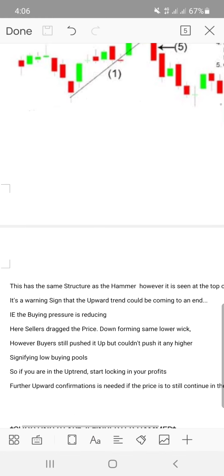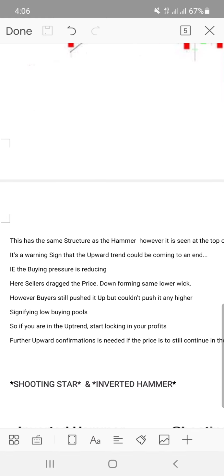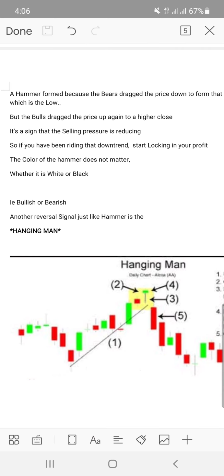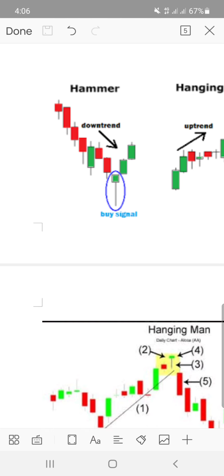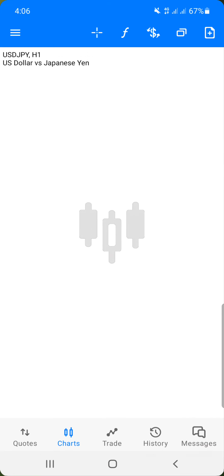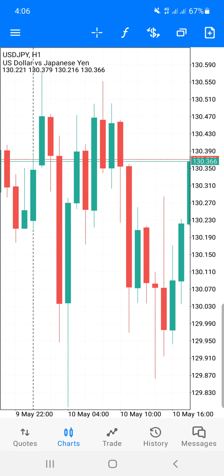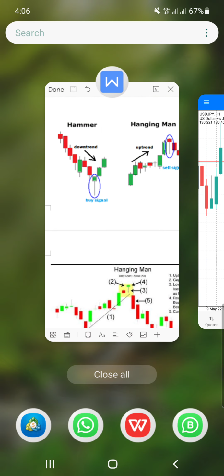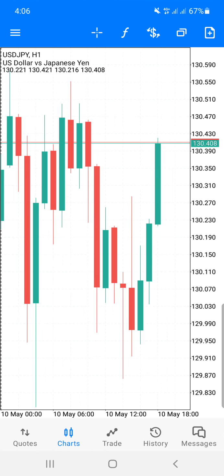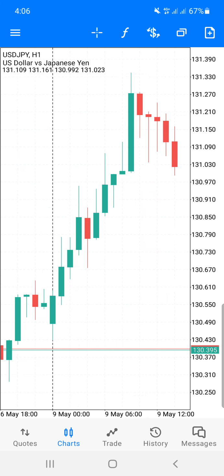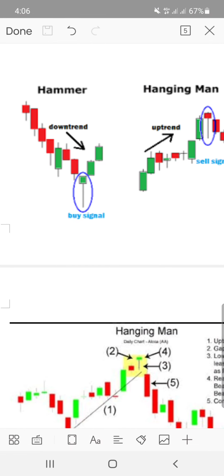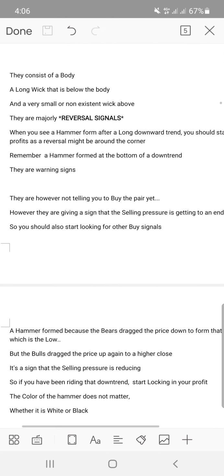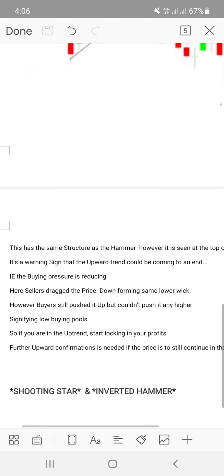Okay. Let's go to our MetaTrader app. Let's see some practical examples of hanging man and hammer. Well, I think I've already showed you guys hanging man and hammer. Let's go to the next topic.